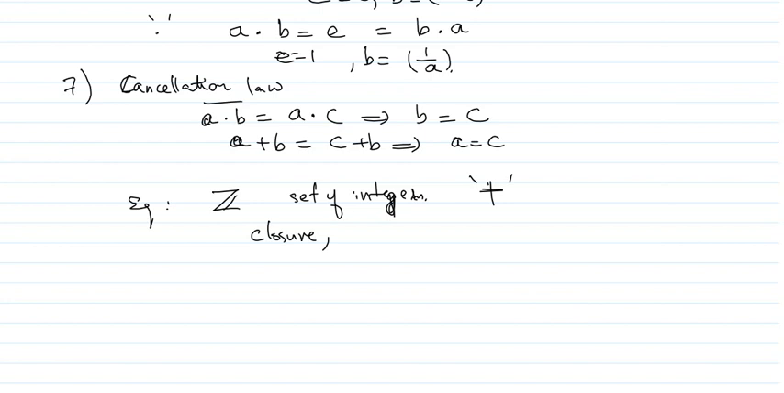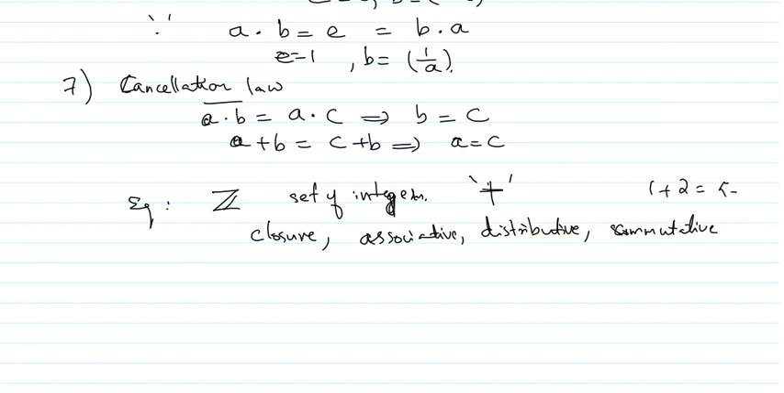Then for integers, the commutative property is also satisfied. Commutative means, what is 1 plus 2? It is equal to 2 plus 1. So the commutative property is there. Inverse is also there. If we consider an integer minus 2, what is the inverse of minus 2? Plus 2. If you take 2, the inverse is minus 2. So the inverse also belongs to Z. Then the cancellation law holds. So Z is an example.